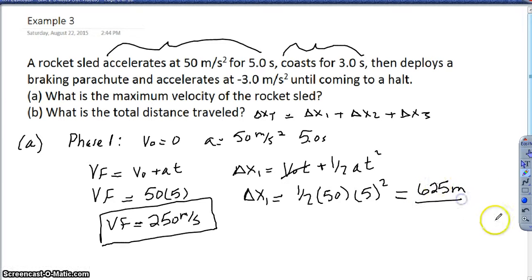Okay, so that's how far we went while it was accelerating. Now you do have to be careful that you don't get too excited by getting this answer correct, right, because we still do have a couple more parts to complete. But that's at least the first one out of the way.